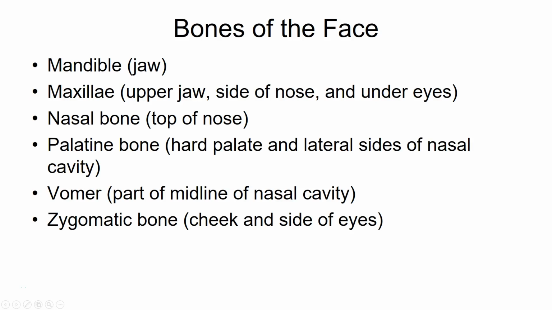Our articulatory anatomy includes a variety of important bones that define the face, including the mandible, our fancy word for the jaw; the maxilla, which is in the center of the face. It's the upper version of the jaw that holds the upper teeth, as well as the sides of the nose and under the eyes. The nasal bone that's at the very top of the nose. The palatine bone, which is primarily internal. Similarly, the vomer bone is part of the nasal cavity. The zygomatic bone defines the cheekbones and the side region of the eyes in the face.